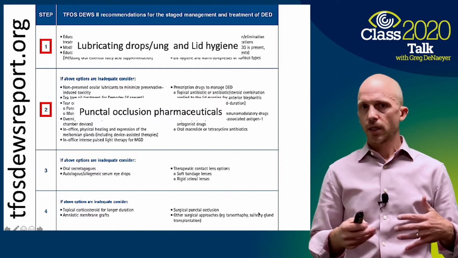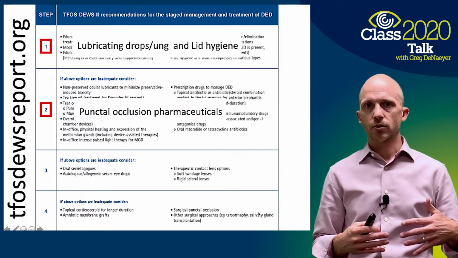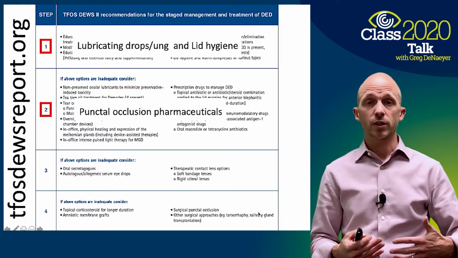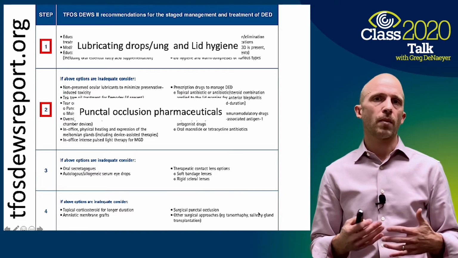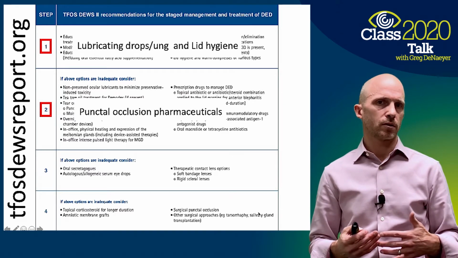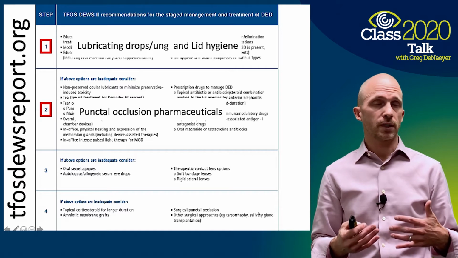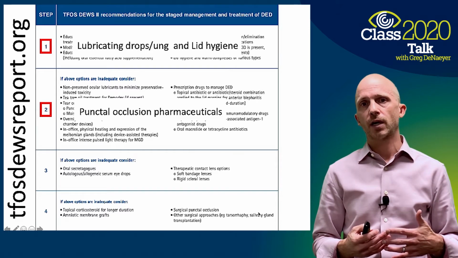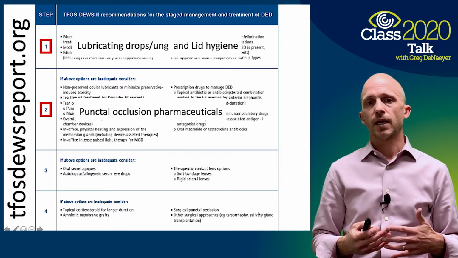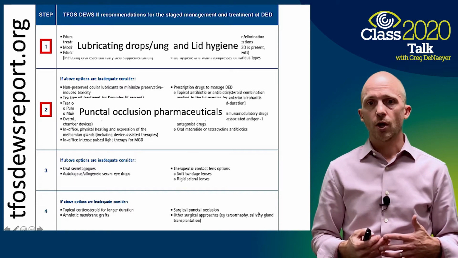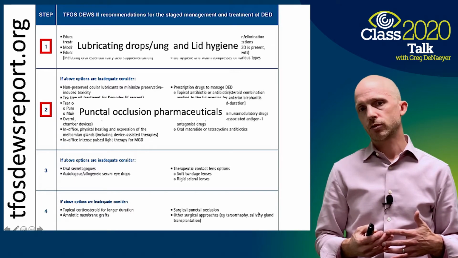Step two then, this is again for patients who haven't been helped by the first step, and so they might be a little more moderate or severe. We start to categorize these patients as having ocular surface disease. They might have punctal occlusion or oral or topical pharmaceuticals.